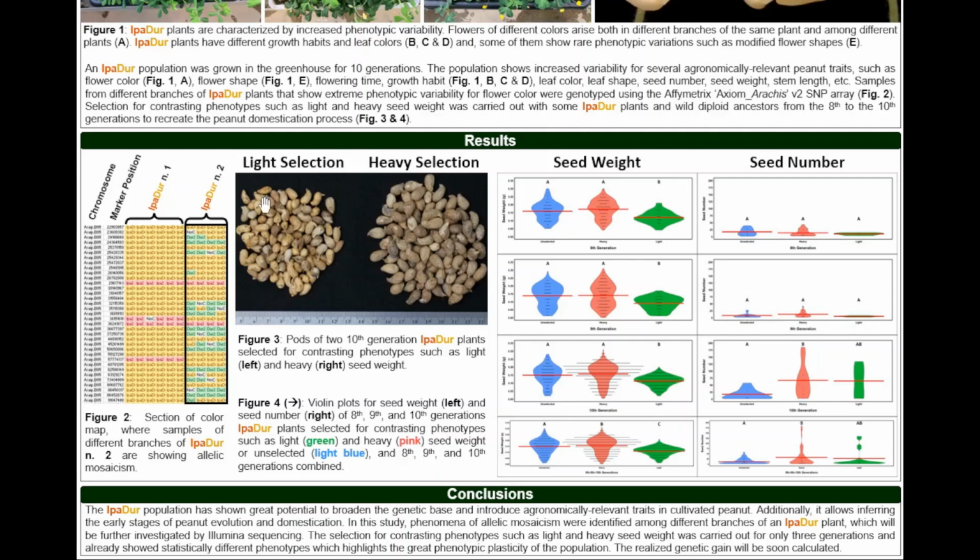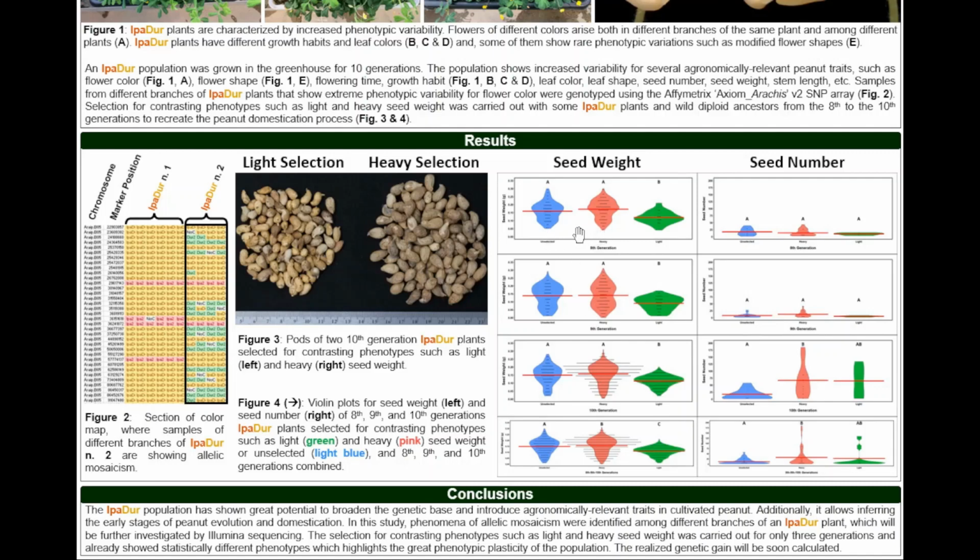The first row represents IPADUR plant data after the first generation of selection. The second row, after the second generation of selection. The third row, after the third generation of selection. And the last row is combined data from the beginning of the selection to the current point. So you can see that the pattern in terms of seed weight doesn't change over the 3 generations.